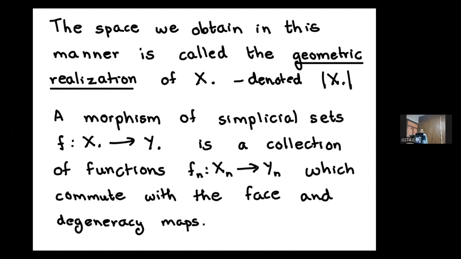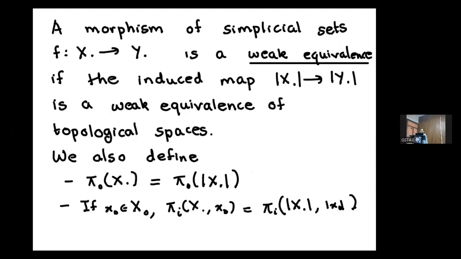If you take a morphism of simplicial sets, we say that this is a weak equivalence if the induced map on the geometric realizations is a weak equivalence of topological spaces. And of course what that means is that you will want to calculate the homotopy groups of the geometric realization, and these are what we will call the homotopy groups of your simplicial set.